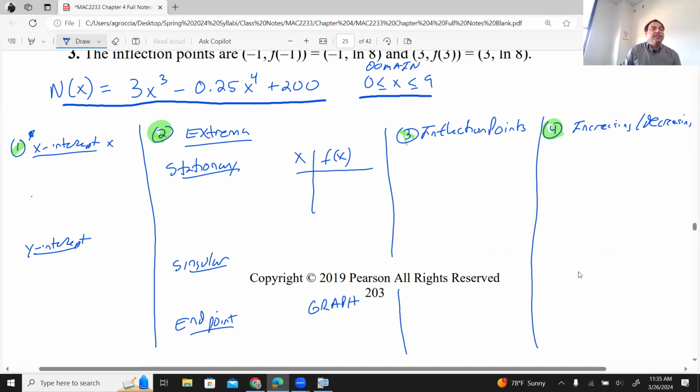Remember, to find an x-intercept, you make y 0. So if I set this function, 3x^3 - 0.25x^4 + 200, equal to 0, that's going to be kind of hard to solve. It is possible, but not recommended. If I had to do this one, we could also find out when the graph crosses 0.